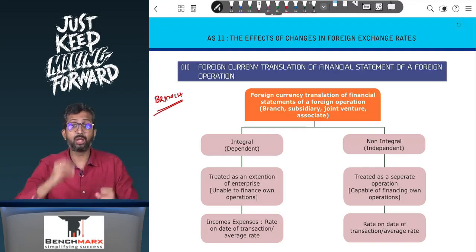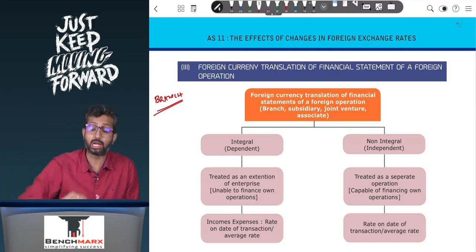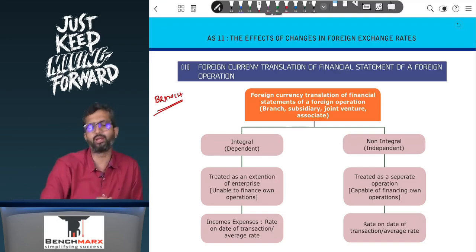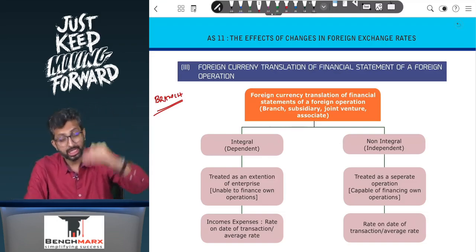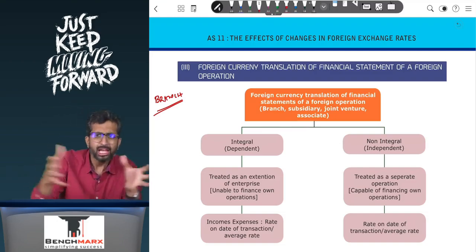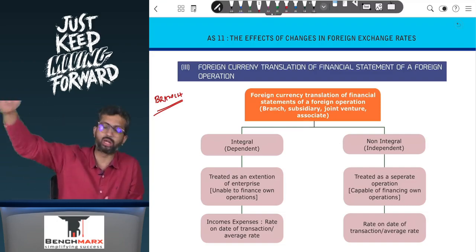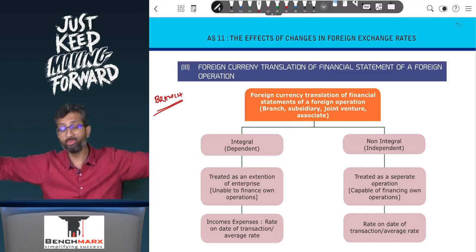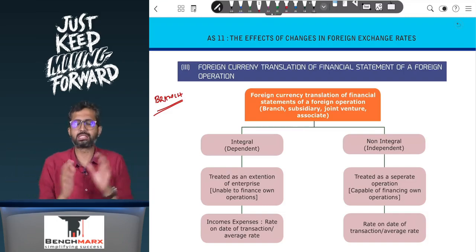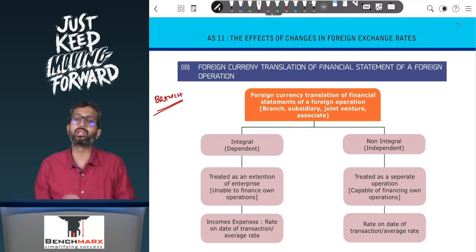Simplistically, we can say that before your articleship or before you become a CA and start earning money, you are like a dependent. And when you study income tax, parent and minor are one and the same. Why? Because you are largely dependent on the parent. But once you start earning, you are largely independent. You meet your own expenses. And as a result, the accounting over here, for integral and non-integral, will be different.